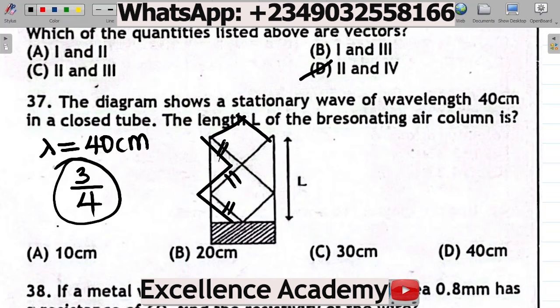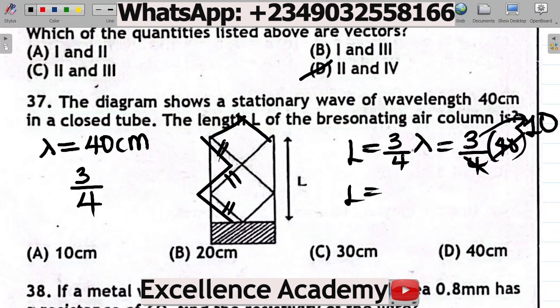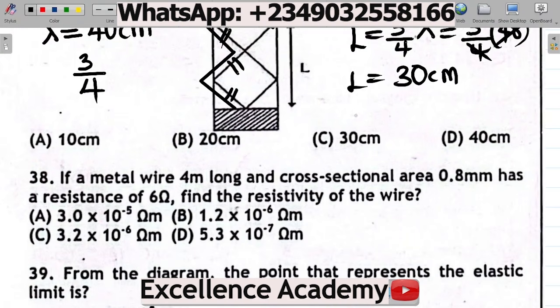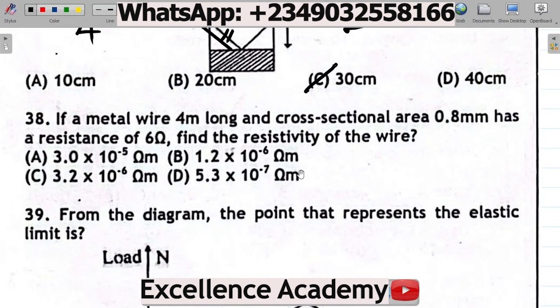Now, what we'll do with this is use it to multiply the wavelength. That's how it's done. That means L will be equal to 3 over 4 times the value of the wavelength. The wavelength is 40. 40 divided by 4 gives you 10, and 3 times 10 gives you 30. So I'm having this as 30 centimeters. So the correct answer here is C, 30 centimeters. That's your correct option. Next up, question number 38.